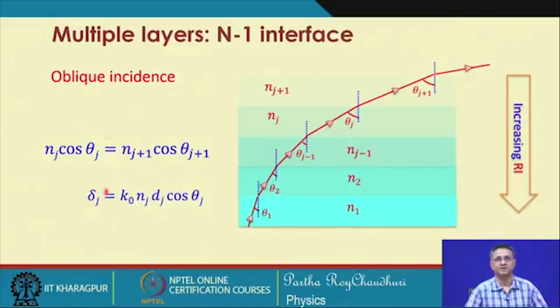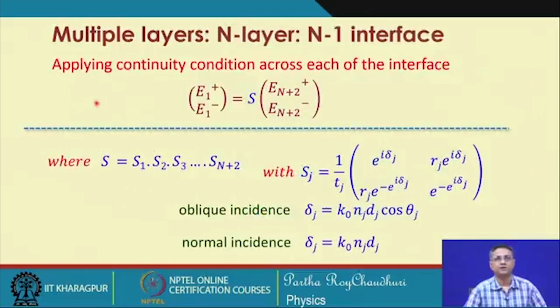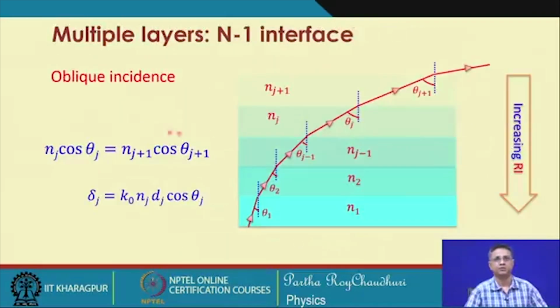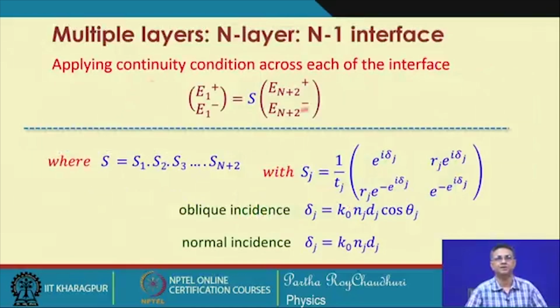For oblique incidence, delta j will be k 0 n j d j cosine theta j, where j represents any intermediate layer. This comes from Snell's law, n j cosine theta j is equal to n j plus 1 cosine theta j plus 1, the local connection of the refractive indices in terms of the cosine of the angle. So, applying the continuity condition across each of the interfaces, for this particular stack of layers of increasing or decreasing refractive indices, we can write down this equation.